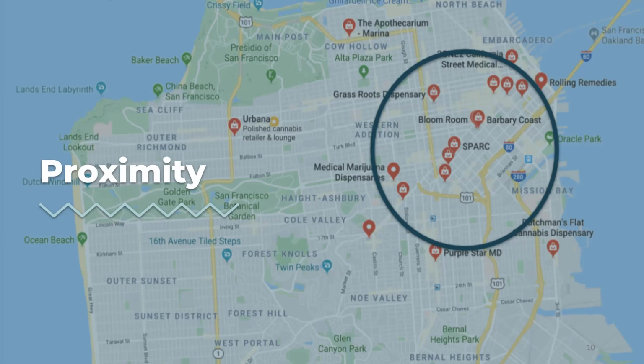So proximity is a great way to remind people that you're just around the corner and to drive more foot traffic to your store. You can also use this to encourage people to order ahead so that you can avoid lines, especially now with COVID.